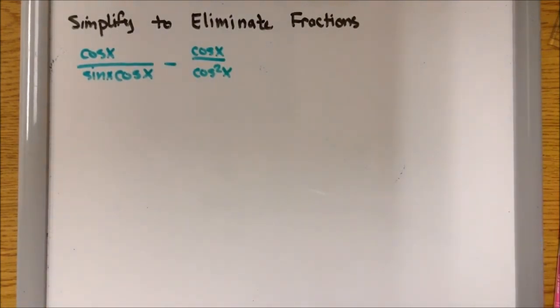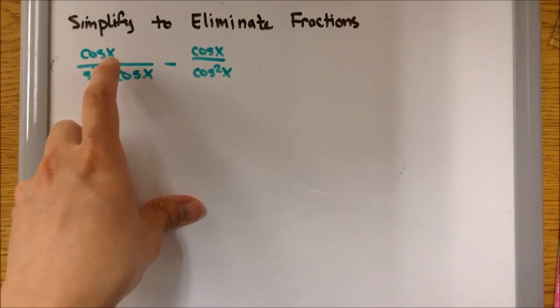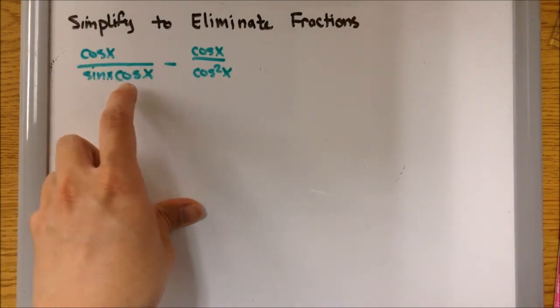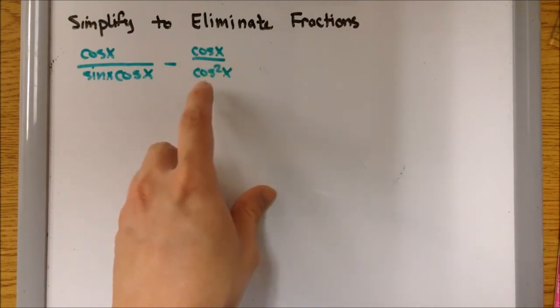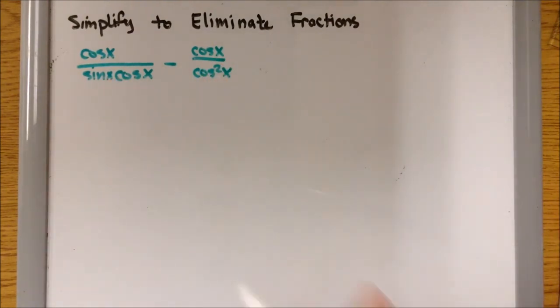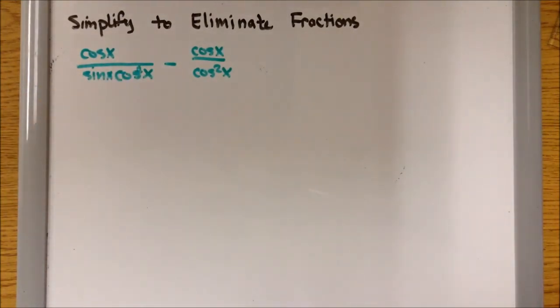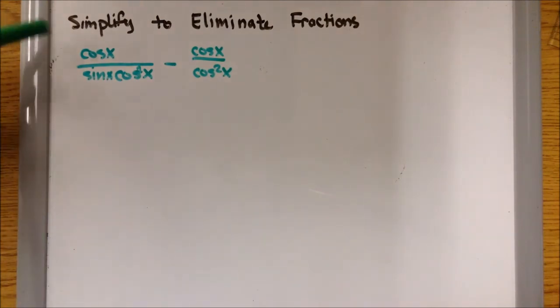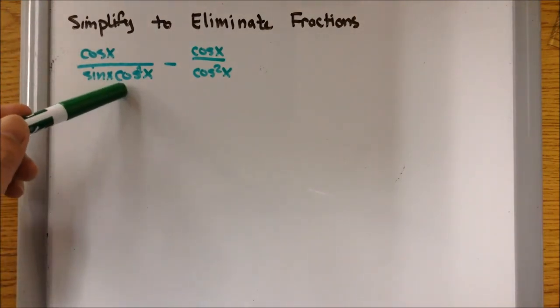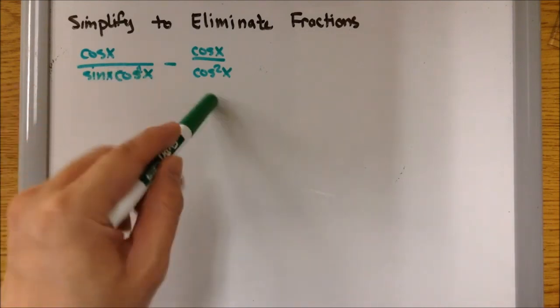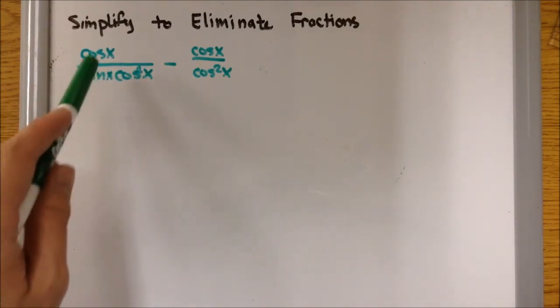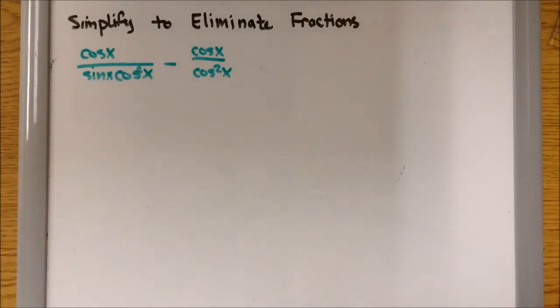Okay, to review, cosine of x over sine of x times cosine of x minus cosine of x over cosine square of x. Oh, I made a little mishap. This should be a square. Alright, so when we're simplifying, I noticed that I have a cosine of x in the numerator and a cosine square of x in the denominator in this fraction, and then I have the same thing over here. So since there's a common factor in the numerator and denominator, I'm going to simplify by dividing top and bottom into 1.